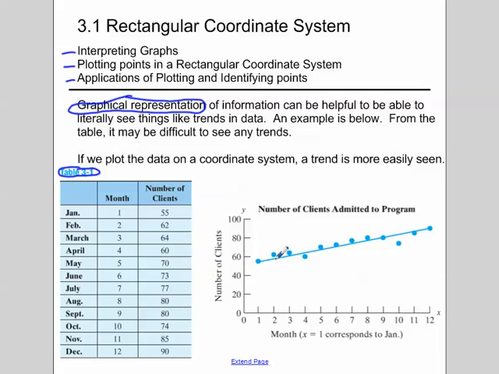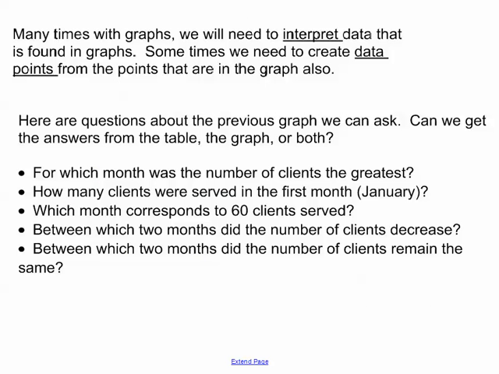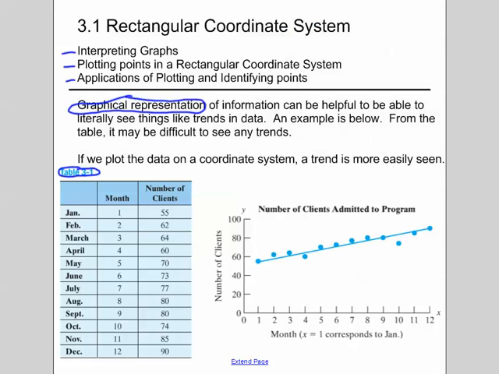So we can take a look at some of this information in the table and in the graph, and look at what is easier to look at. Here's a couple of questions. If we're looking at the data, we've got to interpret it, so we've got to look at either the table or the graph, and sometimes it's easier to find the information from one or the other. Let's take a look at the information on the previous page and ask: for which month was the number of clients the greatest? Is it easier to find the information in the table or in the graph?